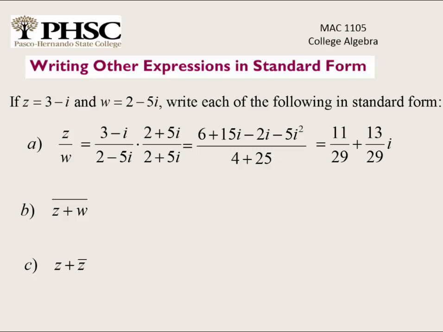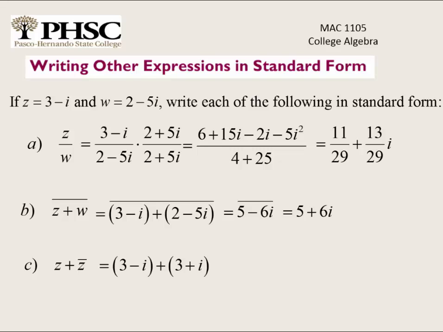So we end up with 11 over 29 plus 13 over 29 i. Remember, you're going to FOIL the numerator and the denominator. So we're going to end up finding the conjugate of z plus w. So we end up with the conjugate of 3 minus i plus 2 minus 5i, which is the conjugate of 5 minus 6i, which is 5 plus 6i.